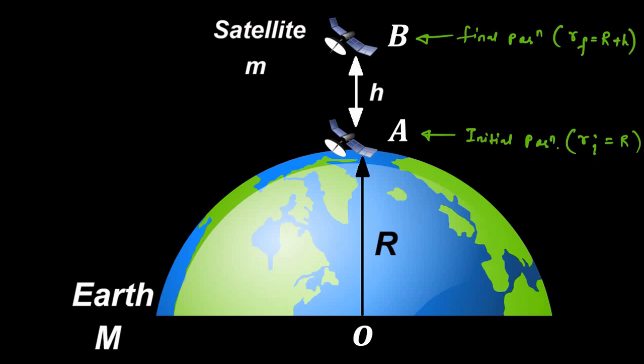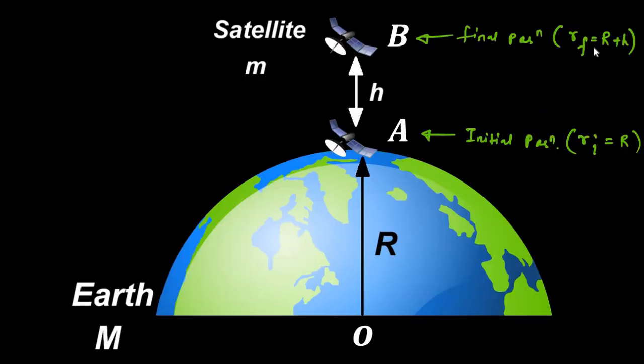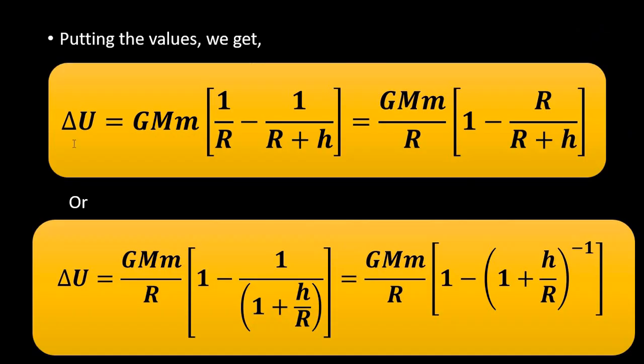So if we use this formula, the change in potential energy of the satellite as it moves from the initial position Ri to the final position Rf, we substitute the values: instead of Ri we use capital R, the radius of the earth, and instead of Rf we use capital R plus small h, where capital R is the radius of the earth and h is the vertical distance above the surface of the earth. In that case, when we substitute these values, we'll get this.